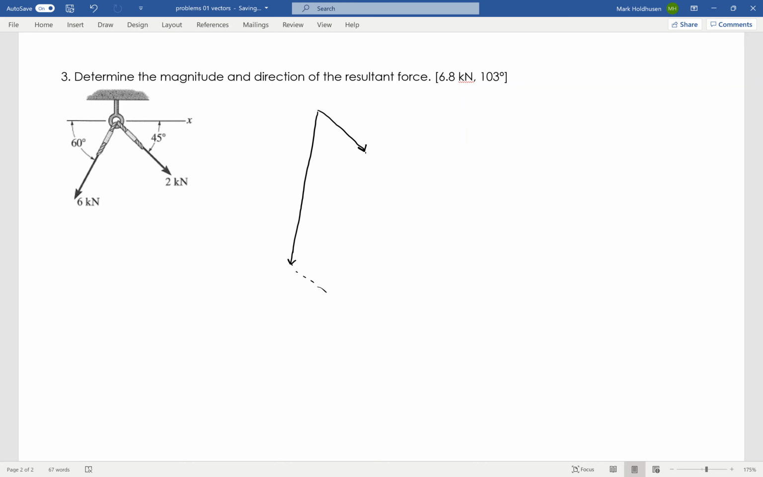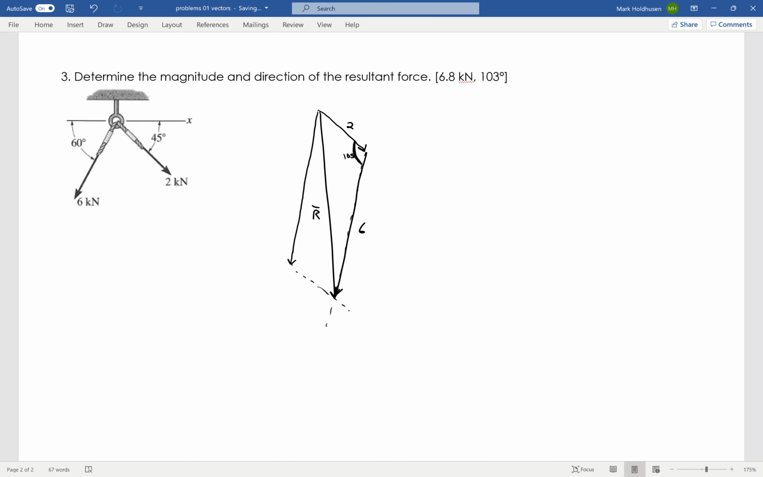So then I draw these parallel lines, and I get my resultant force just like that. Okay, and what I'll do is, again, this is my resultant force, the diagonal of that parallelogram. This side is 2. This vector here is 6. And again, I know this side here is 105.